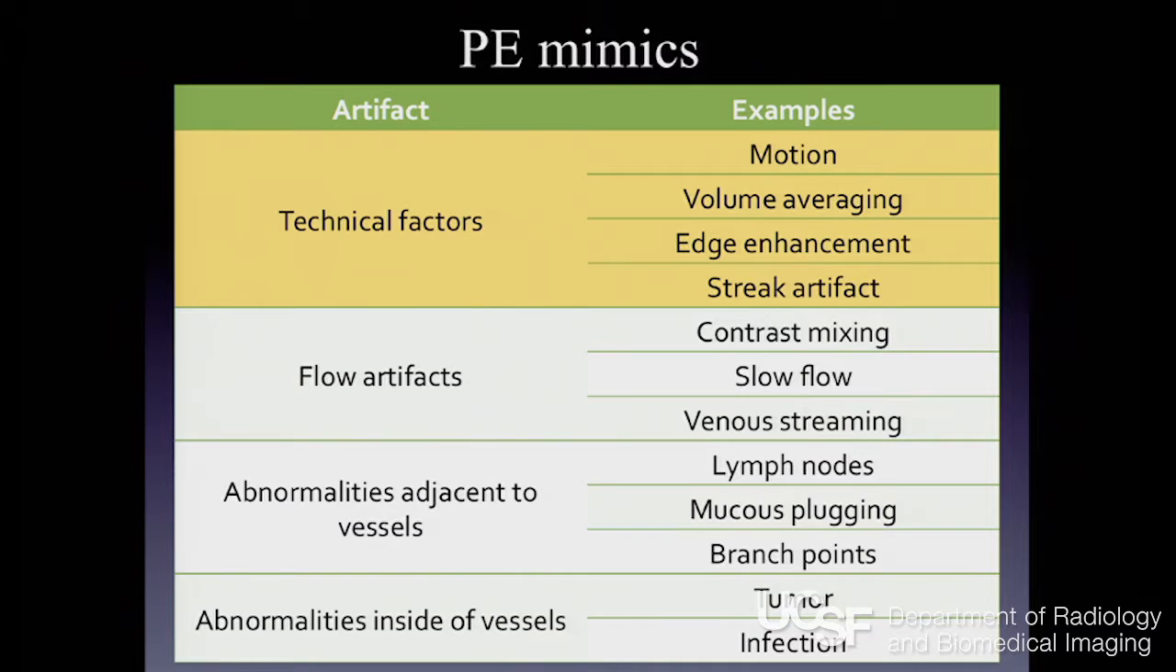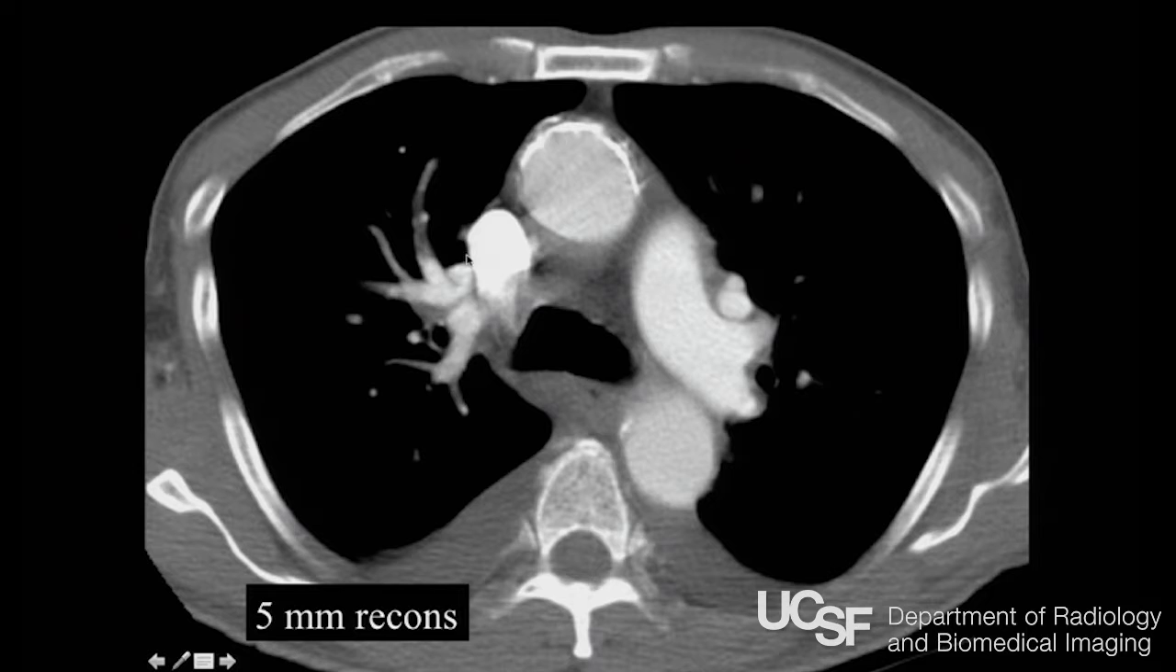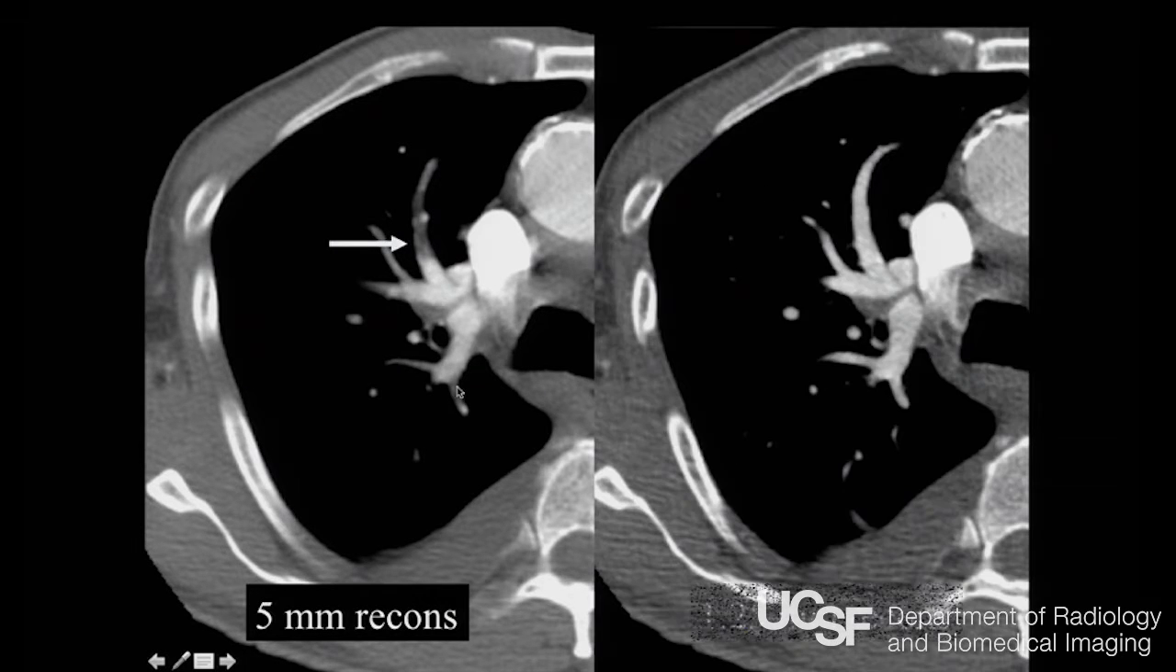One artifact, we don't have enough time, but technical factors are a big one. Here's one example. This is a cancer staging case, and obviously we see a lot of incidental PEs on cancer staging cases in patients who have very few symptoms. There's this sort of abrupt cutoff in a vessel here. It was thought it could represent a PE, but we went back to the scanner. We did very thin reconstructions, and it looked beautiful.